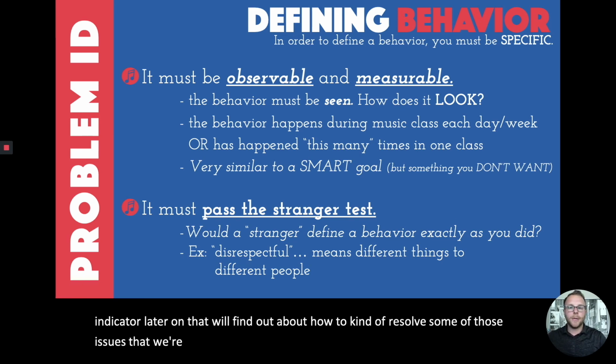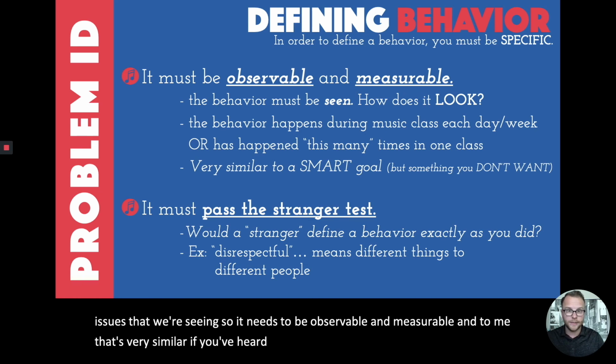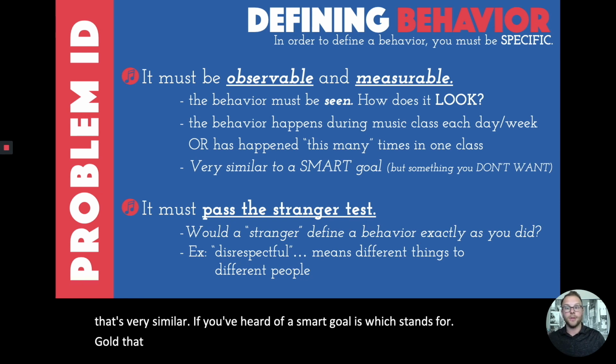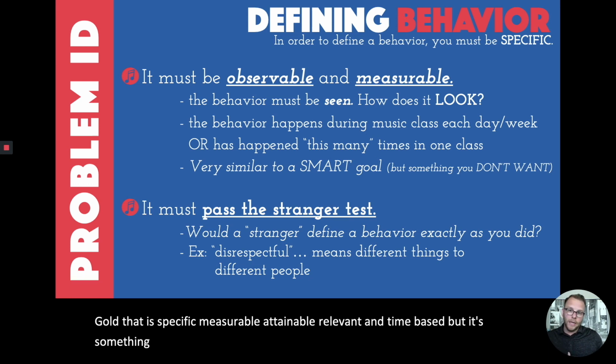So it needs to be observable and measurable. And to me, that's very similar if you've heard of what a SMART goal is, which stands for a goal that is specific, measurable, attainable, relevant, and time-based. But it's something that you don't want. It's a SMART goal of a behavior that we don't want.